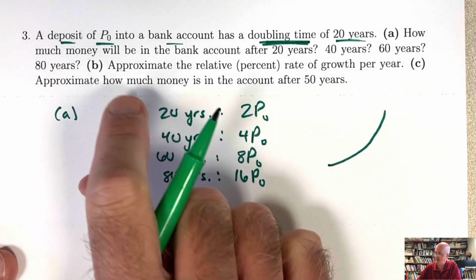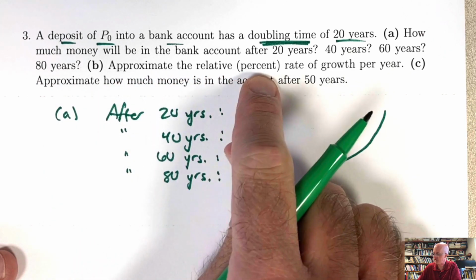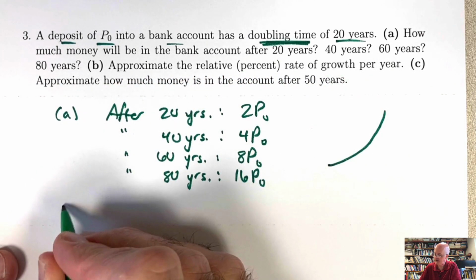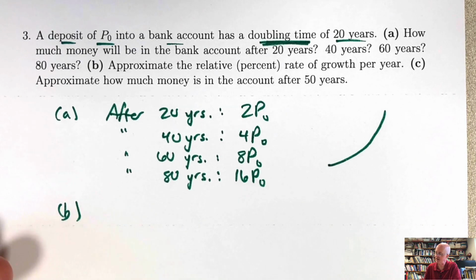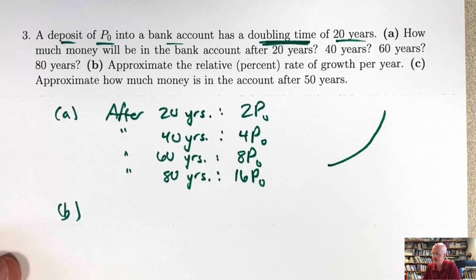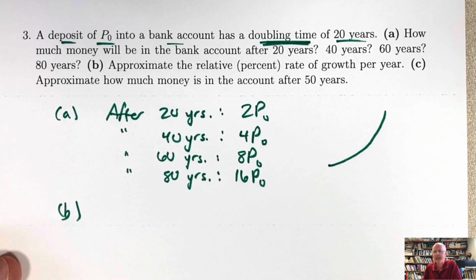Part B. Approximate the relative percent rate of growth per year. How do you do that? Okay, that's a little bit harder here. You need technology.